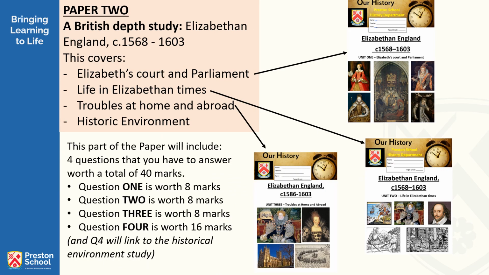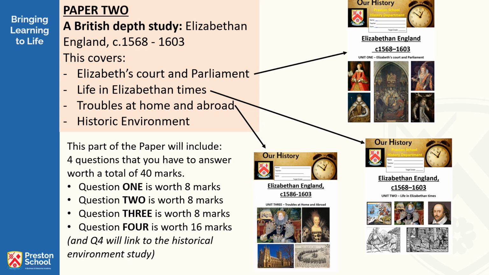The second paper 2 topic we study is the British depth study. In this case, we focus on Elizabethan England circa 1568 to 1603. This study starts 10 years into Elizabeth's rule, as 1568 is a year that a woman called Mary Queen of Scots arrived in England, and this led to a lot of change within how Elizabethan England was ruled.